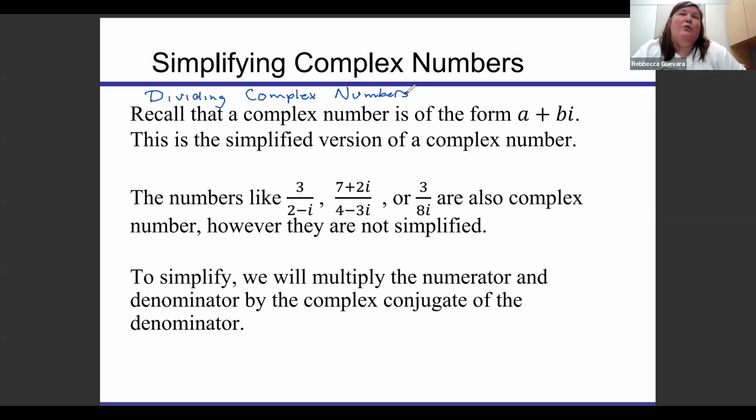Numbers like 3 over 2 minus i, or 7 plus 2i over 4 minus 3i, or 3 over 8i are also complex numbers. They're just not simplified. So to simplify, we're going to need to multiply the numerator and the denominator by the complex conjugate of the denominator. And we'll see why that's going to work here in a moment.